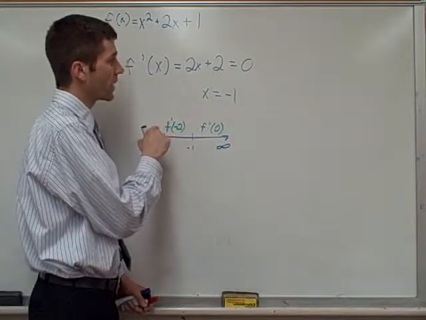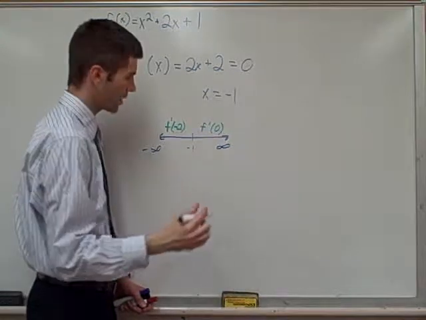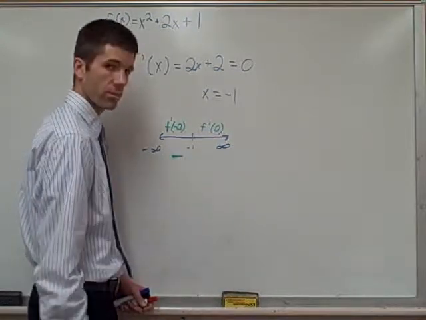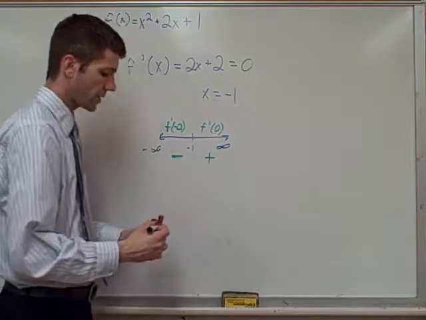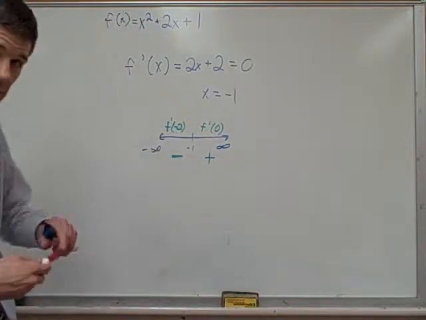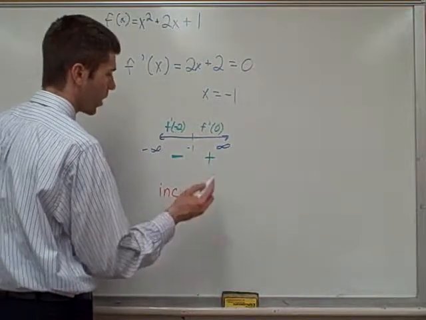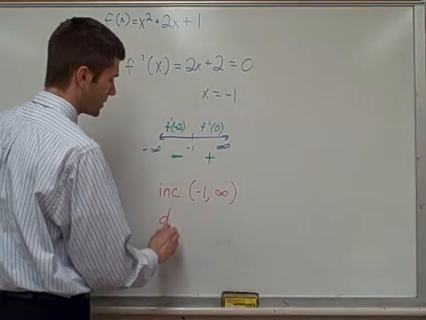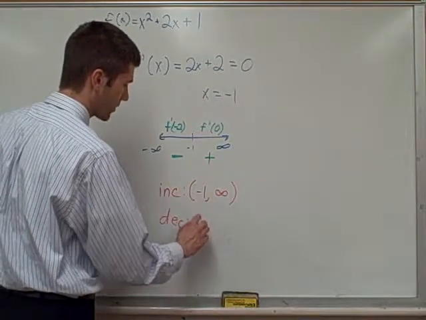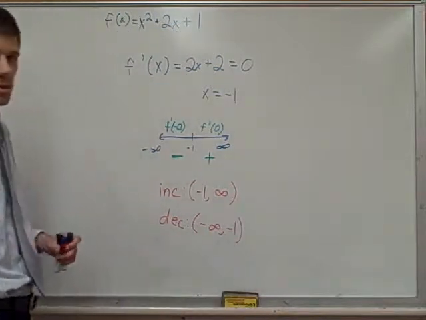F prime of negative 2 is, well, negative 2. I don't care that it's negative 2. I care that it's negative. Plugging in 0 gives us a positive. What that tells me is this. First derivative tells me about increasing and decreasing. It is increasing on the interval from negative 1 to infinity. It is decreasing on the interval from negative infinity to negative 1. That is great. Let's talk about concavity now.